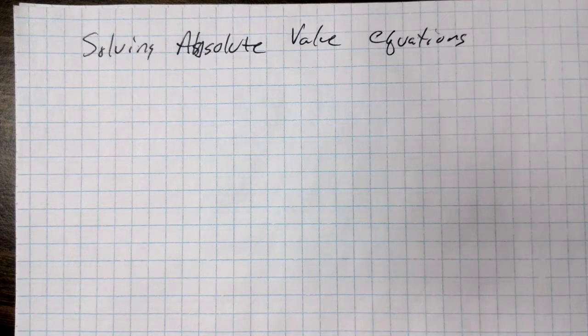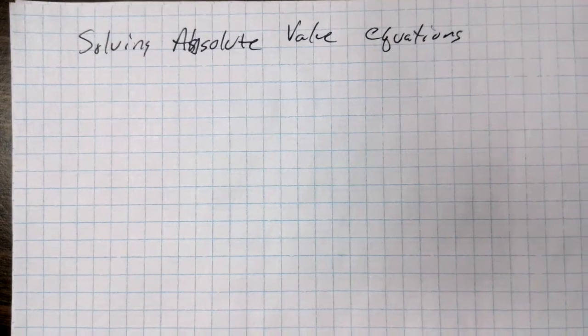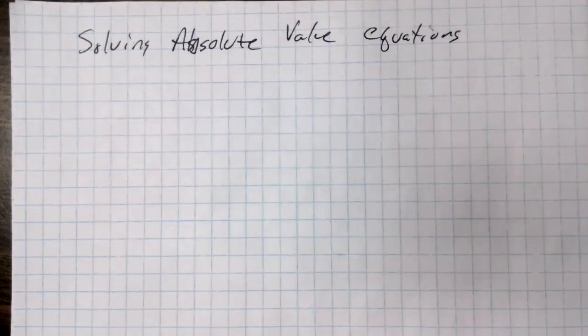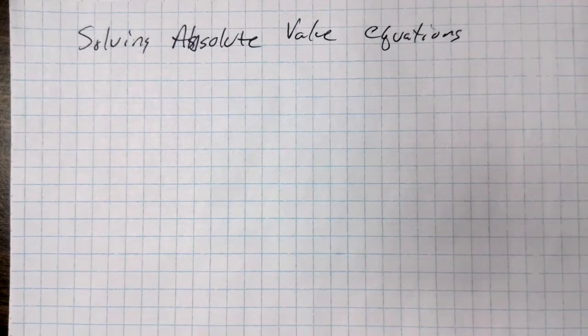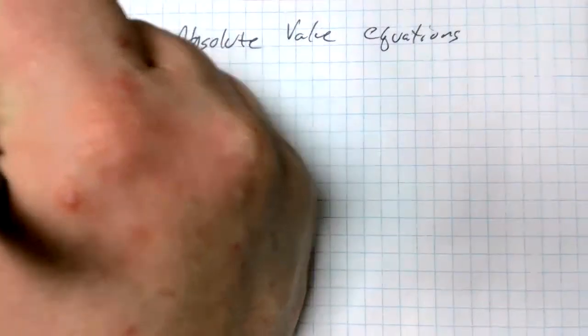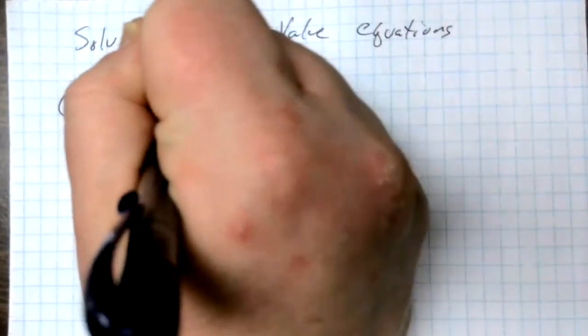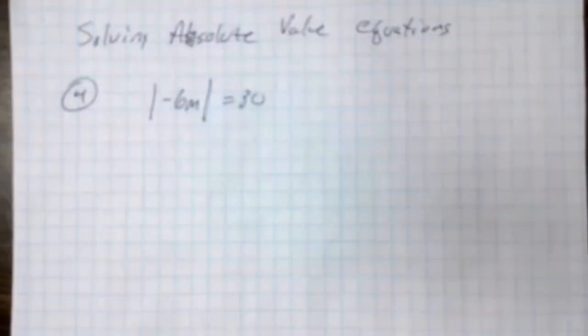Okay, now when it comes to solving absolute value equations, we know the absolute value means the distance away from zero on a number line. So when we're doing these, we know that it could be one of two possibilities. So I'm going to take a look at an easier problem to begin with, and then we'll work our way into a little bit more difficult problem. So let's take a look at problem number 4, for example. It says the absolute value of negative 6m equals 30.